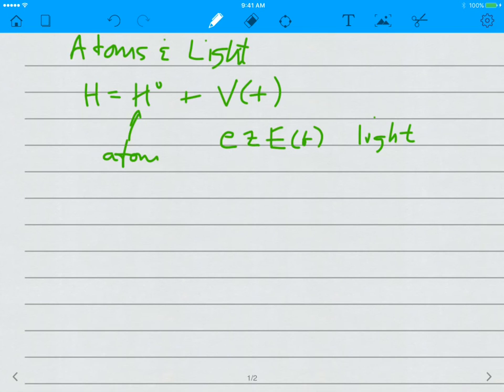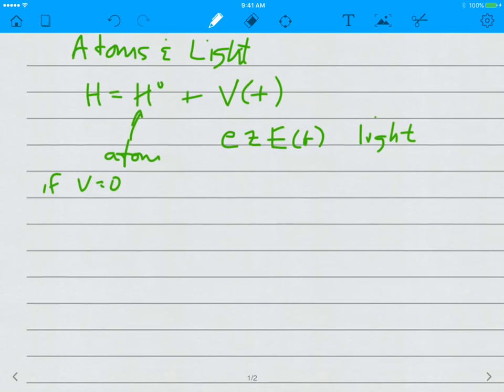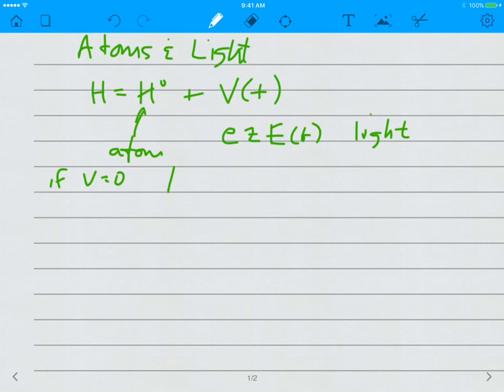We know that if V is 0, and we start out in an eigenstate of H, let's call that g, the only thing that would happen is that we would have a de Broglie phase factor.